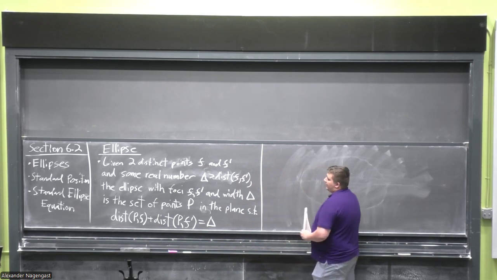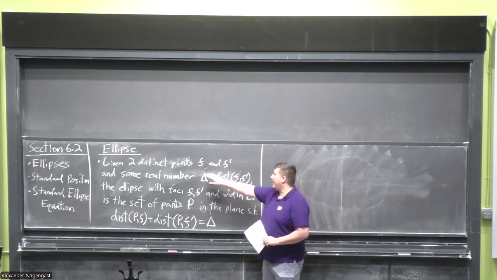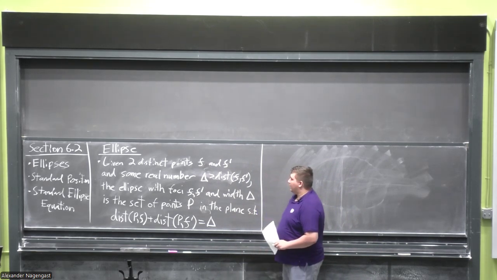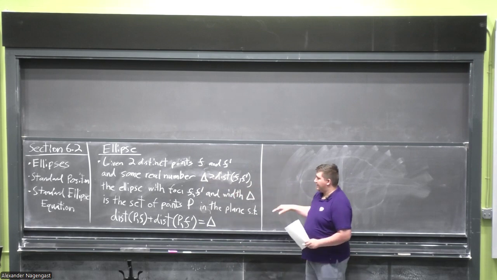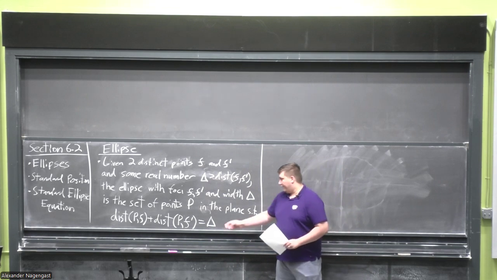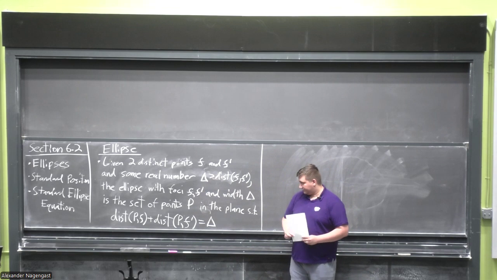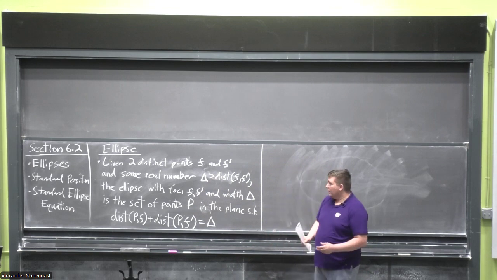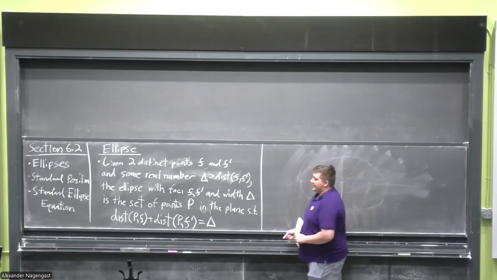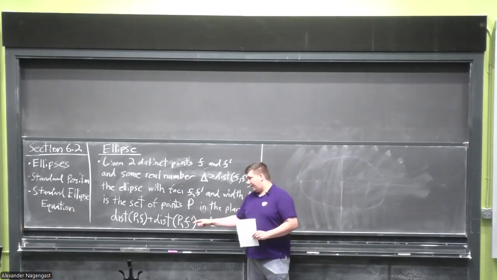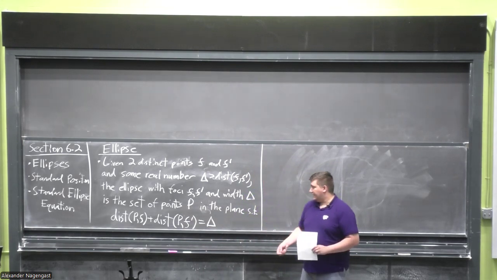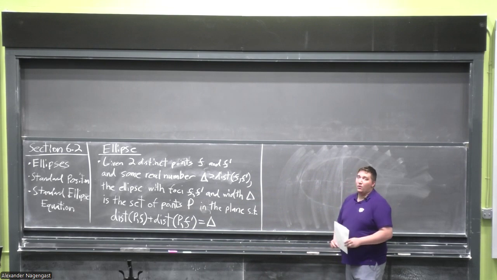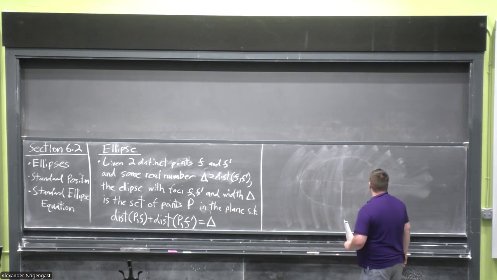For the definition of ellipse, we have given two distinct points F and F prime and some real number delta, which is greater than the distance between F and F prime. The ellipse with foci F and F prime with width delta is the set of points P where the distance between P and F plus the distance between P and F prime is equal to the width, delta. So what does this mean?